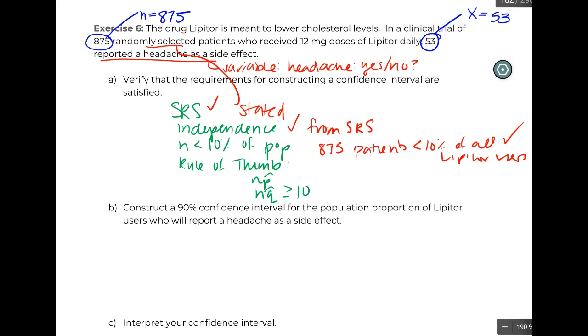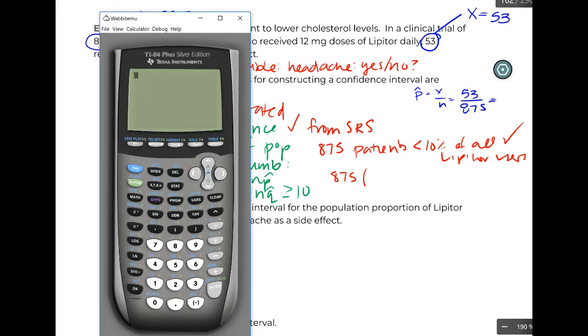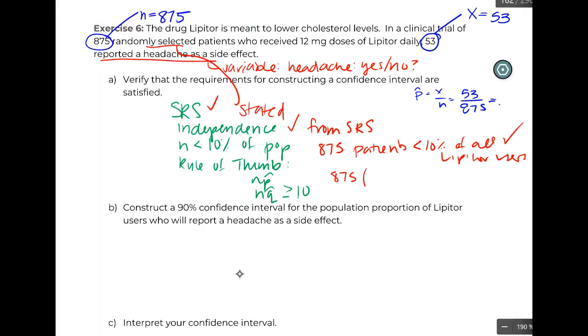And the last piece is our rule of thumb, the one we didn't have in exercise 5. If we check that out here, 875. Oh, I need a P hat, so let me go calculate that. P hat is equal to X over N. 53 of our 875 had a headache, which is 0.0606.